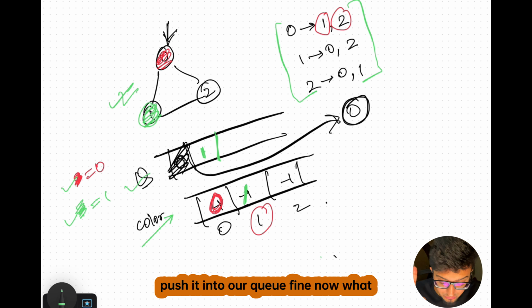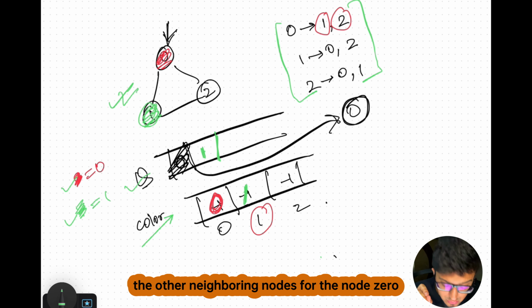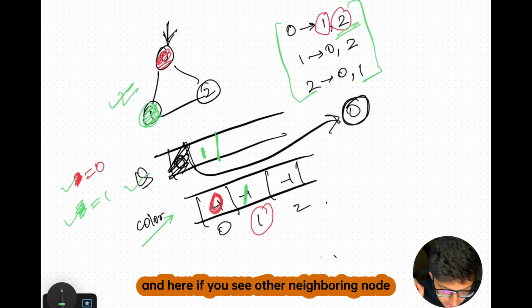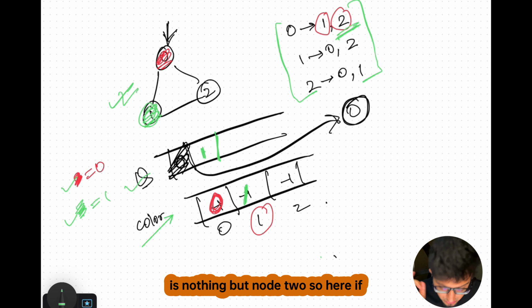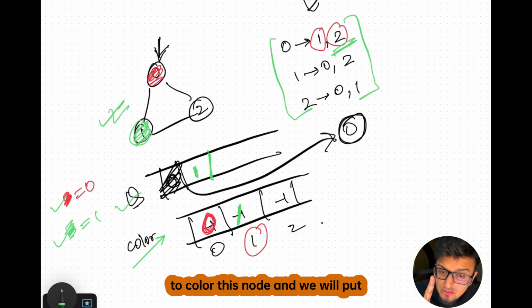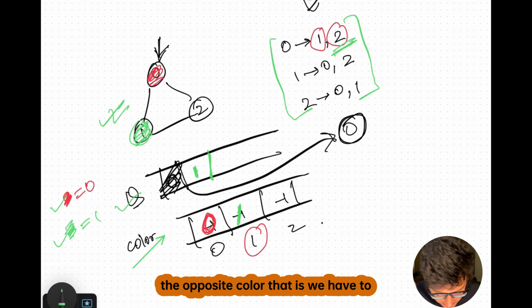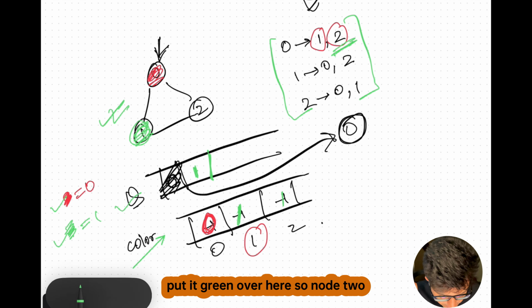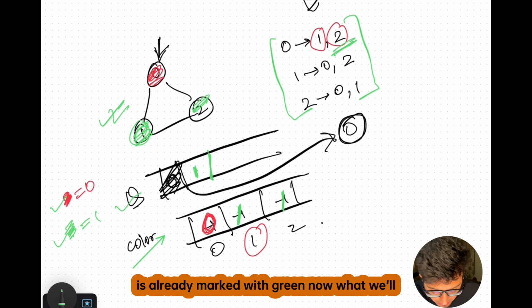Fine. Now what we will do, we will check what are the other neighboring nodes for the node 0, and here if you see, other neighboring node is nothing but node 2. So here if you see, the node 2 is also marked as -1, means uncolored. So we have to color this node and we will put the opposite color, that is we have to put it green over here. So node 2 is now marked with green.